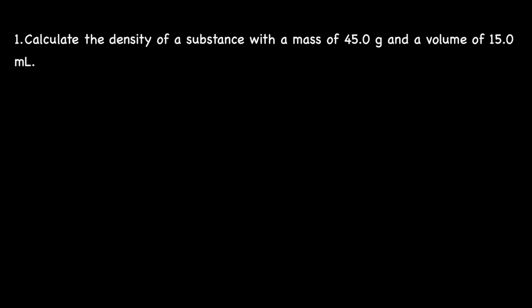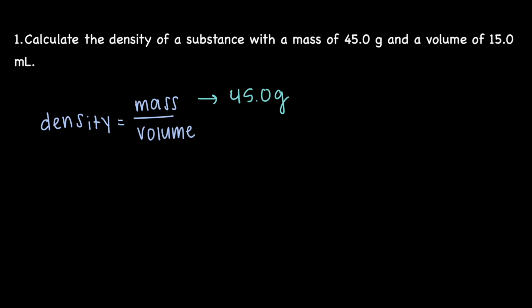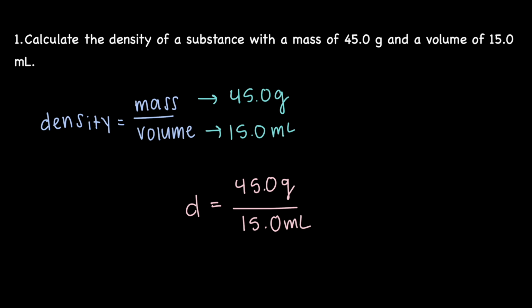Number 1. Calculate the density of a substance with mass 45.0 grams and volume 15.0 milliliters. To calculate density, we use the formula density equals mass divided by volume. The given mass is 45.0 grams, and the given volume is 15.0 milliliters. Dividing 45.0 grams by 15.0 milliliters gives a density of 3.00 grams per milliliter.